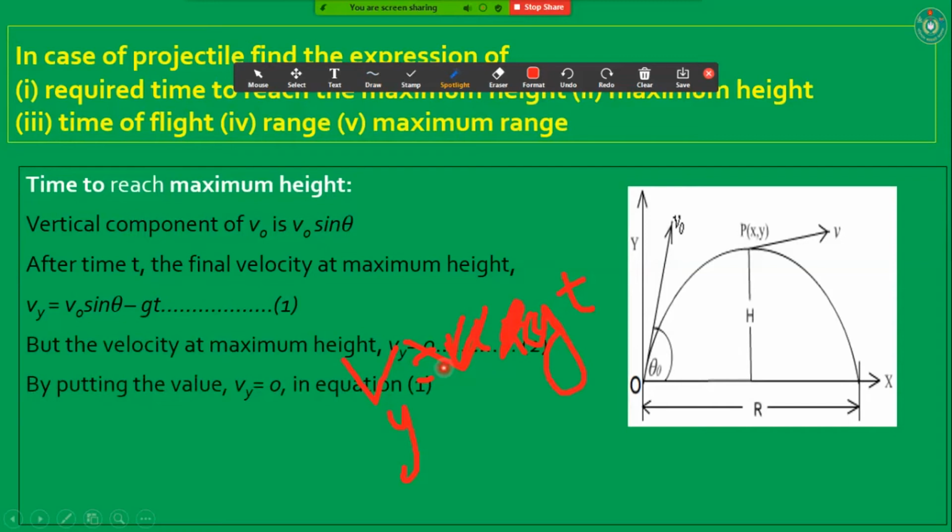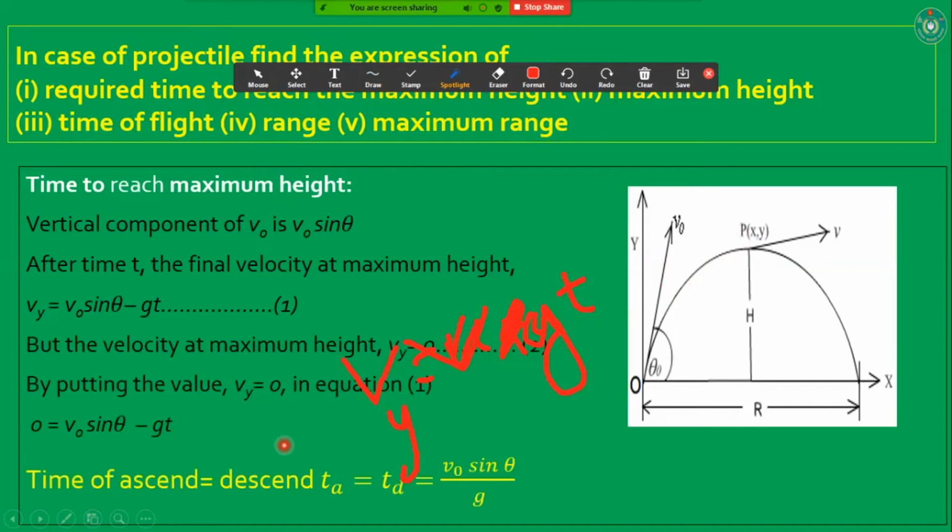But the velocity at maximum height, v y, is equal to 0. You know very well that at the maximum height the velocity along the y-axis must be 0, otherwise this ball will never come down to the ground. Now putting v y is equal to 0, we get v naught sine theta minus g t is equal to 0. From this we get the ascending time or descending time, T or T d, is equal to v naught sine theta over g.